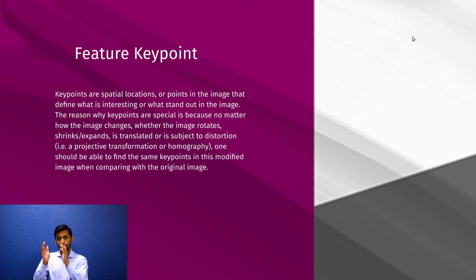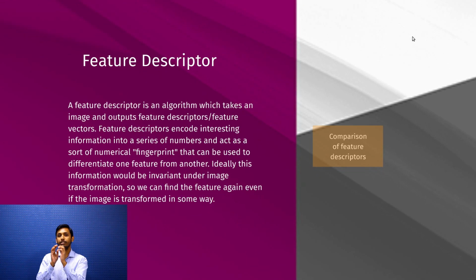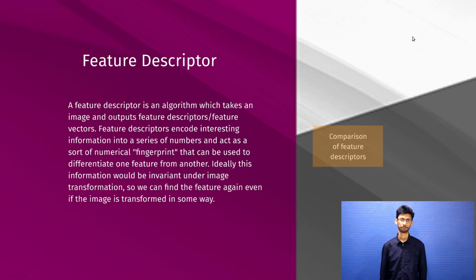Now once you have selected those regions of interest, you extract information from each of those key points using feature descriptor algorithms. In order to match the model to the corresponding object in the video, we need feature descriptors. A feature descriptor is an algorithm which takes an image as an input and outputs feature descriptor vectors. Now these descriptors can be used as a numerical fingerprint which can be used to distinguish one feature from another.